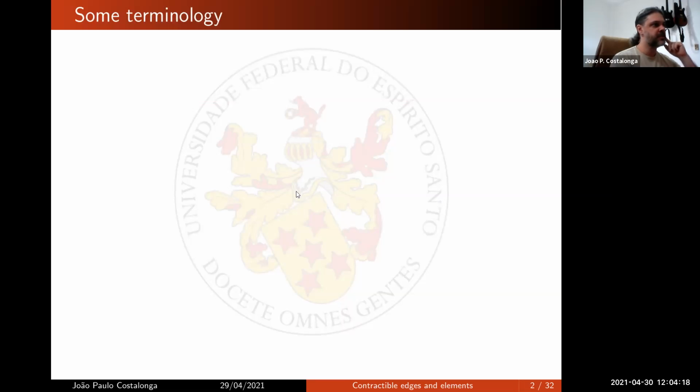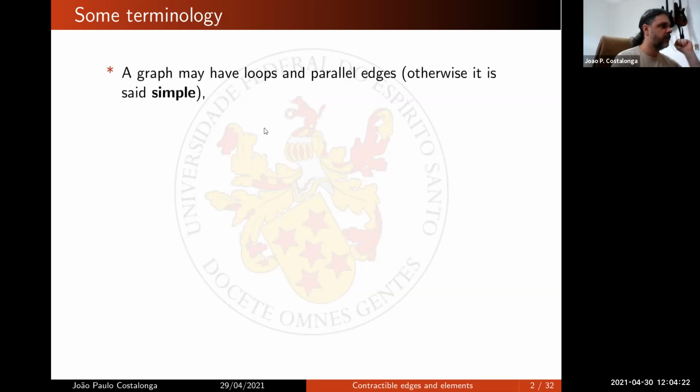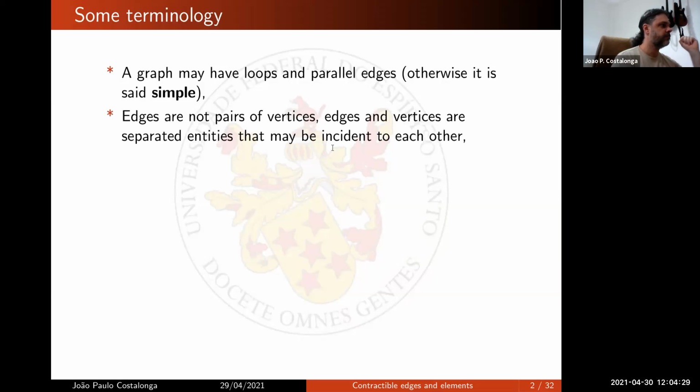We'll start introducing some terminology. Our graphs may have loops and parallel edges. Otherwise, you say it's simple. We don't think of edges as pairs of vertices. We think of edges and vertices as separate entities, not necessarily related, that can be incident to each other. So a graph is given by a set of vertices, a set of edges, and an incidence relation.